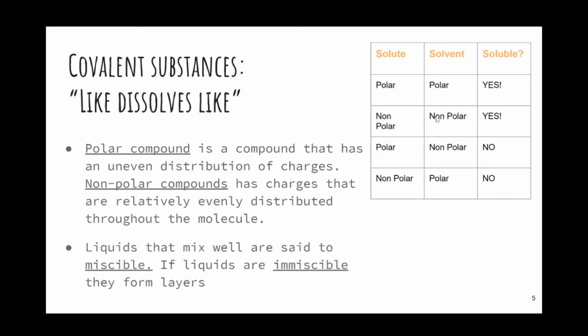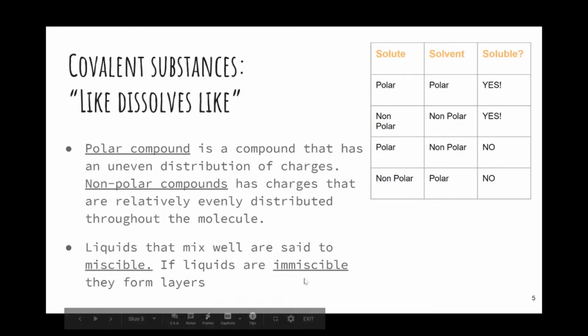So let's go ahead and look at this chart right here and identify this like dissolves like. What we have is a polar solvent and a polar solute. It will be soluble. If they're both nonpolar, it will be soluble as well. However, if they are not alike, so here we have them not alike, they are not soluble, so they will not dissolve. So you need to know what is the polarity of the solute and what is the polarity of the solvent. If they are soluble and we have two liquids, we say that they are miscible. Two liquids that are immiscible form layers.